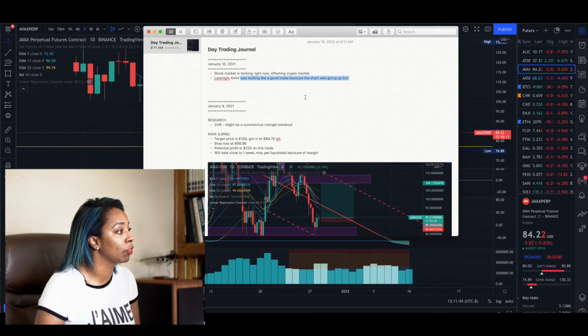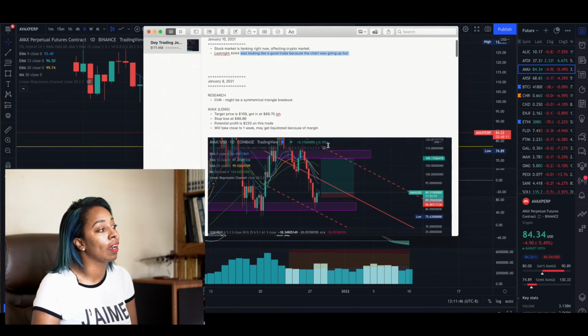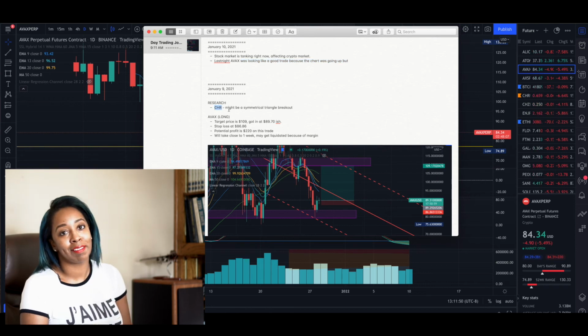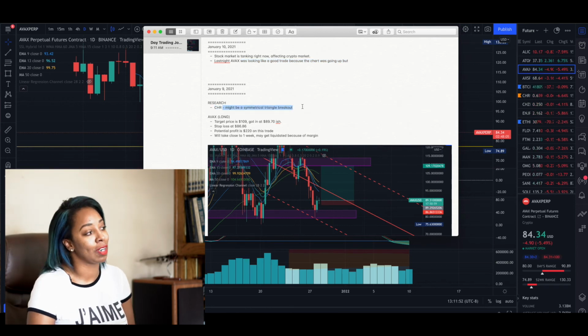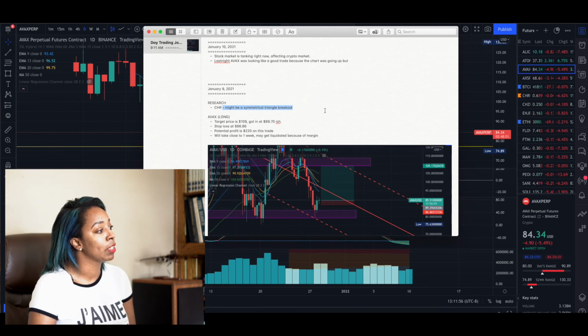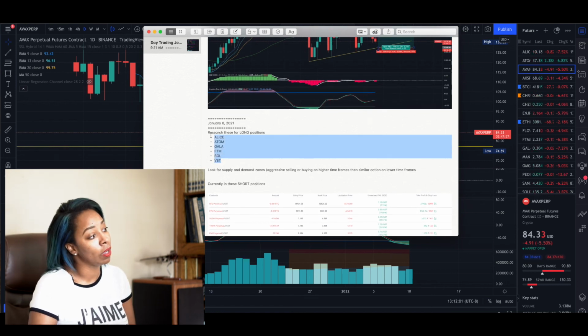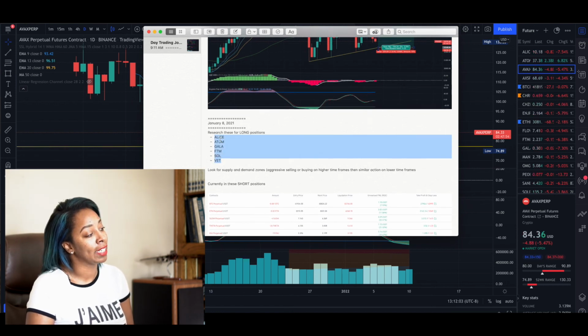Let's see, for instance, researching CHR. I looked at it. It might be a symmetrical triangle breakout. Now, I have not looked at this today. I'm curious to see what the chart is looking like, but I will look at that later on. Oh, and here's some other ones that I've researched. Some of these I've actually researched and gone short on. So that's been awesome, especially GALA. GALA's been really good these days as far as shorting.